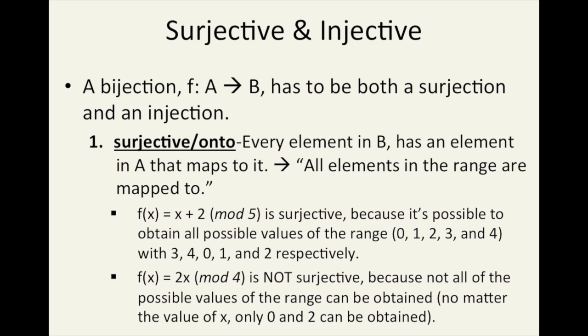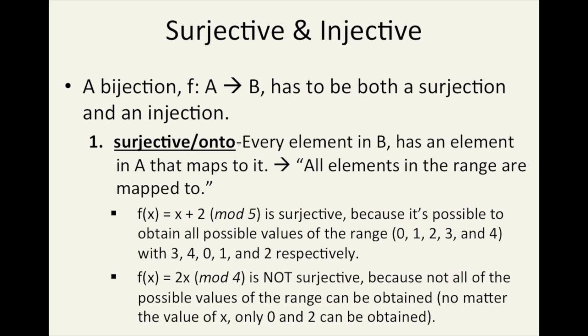For example, f of x equals x plus 2 mod 5 is surjective because, first of all, in the world of mod 5, the range can only take on the values 0, 1, 2, 3, or 4, and there does exist a value x such that every single value in the range, 0 through 4, is indeed mapped to. That happens to be 3 for 0, 4 for 1, 0 for 2, and so on. You can read the rest.